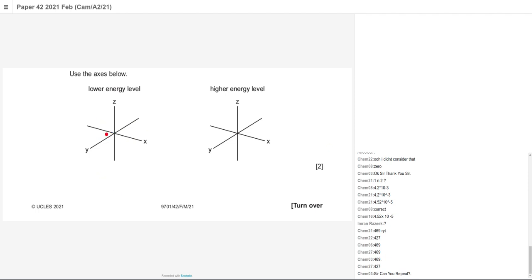Draw it properly again, between the x and y axis. For high energy, you can draw on the axis, dx squared minus y squared, or you can even draw dz squared, a dumbbell with a ring in the middle. So what's in between is xy, yz, xz. What's on the axis is x squared minus y squared or the z squared. This is dx squared minus y squared, and this is dz squared. Got it?